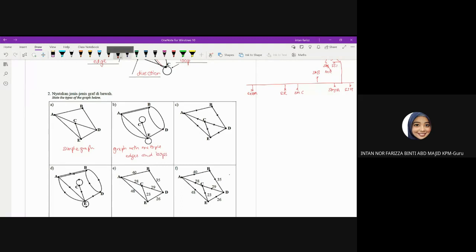Okay, graph with multiple edges and loops. Whenever you have loops and multiple edges, it is not called a simple graph anymore. A simple graph is simple: no loops, no multiple edges. All right. Now let's look at the next one.